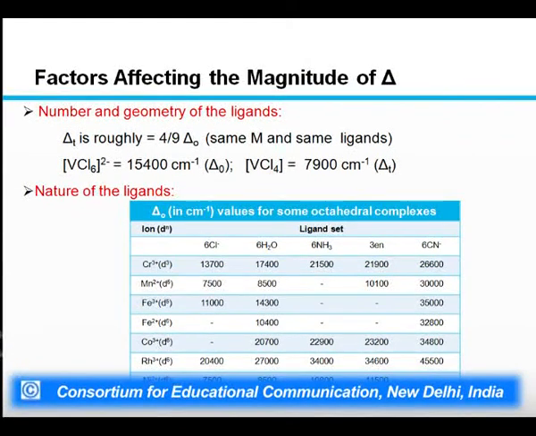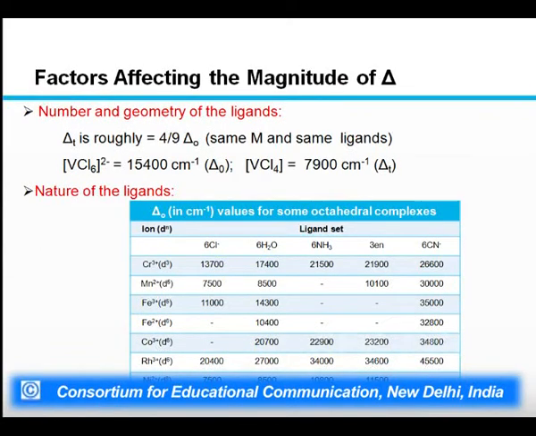If you look at the given table, it gives you delta naught values for some octahedral complexes of 3d metal ions. The ligands are given in the second, third, fourth, fifth and sixth column. So, if we look at chromium 3 plus, we see that as we move from chloride to water to amine to ethylenediamine to cyanide, the value of delta naught increases, and the same is true for all the metal ions given in the table.